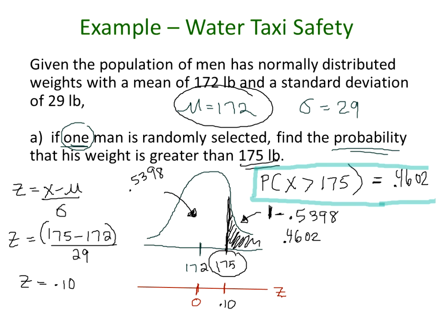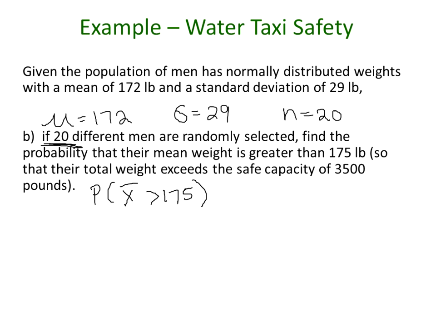Because when we're looking at that distribution, that is your distribution of X, of your actual data values. But now we are looking at the distribution of their sample means. So when you draw your curve, now we're looking at the distribution of sample means. So when you write down the probability that their mean weight is greater than 175, you have to use X bar for the mean weight.